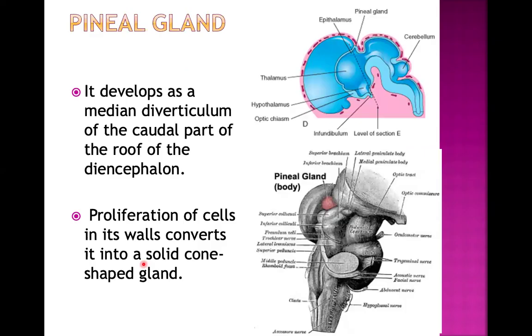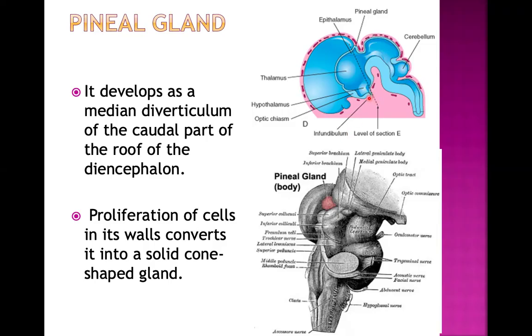All right, the pineal gland is not well talked about, but it also plays a very important role. It's situated in the middle of the central nervous system. It develops as a median diverticulum of the caudal part of the roof of the diencephalon. So this is the diencephalon. The diencephalon is the portion where the hypothalamus and the pituitary developed from. So it's the same region we are looking at where the pituitary is. So you can see infundibulum here.